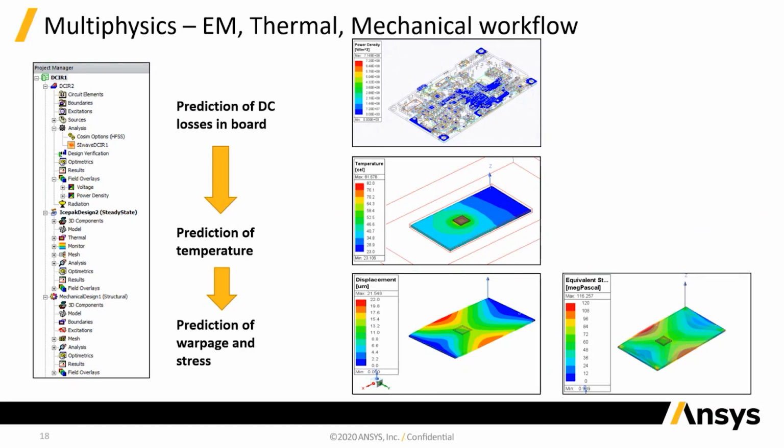Another multiphysics case that I want to talk about is electromagnetic simulation, as shown here at the top, where we are predicting the losses in the board, then transfer the losses to thermal to predict the temperatures, and then take the temperatures to the mechanical solver in the same tool to predict the warpage and stresses. So we can do this in a single GUI where we are performing electromagnetic simulation, thermal simulation, and mechanical simulation to get the complete idea about the product performance.